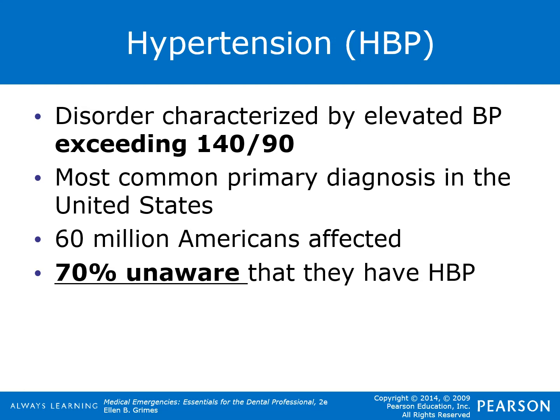Hypertension is the most common primary diagnosis in the United States. 60 million Americans, they say, are affected, and that was at the time of this book, so I'm sure there's more now. 70% of the people, they say, are unaware. They don't take their blood pressure on a regular basis and are unaware they even have hypertension.